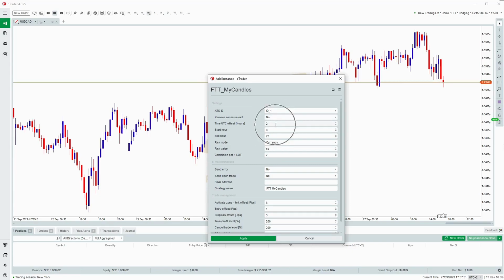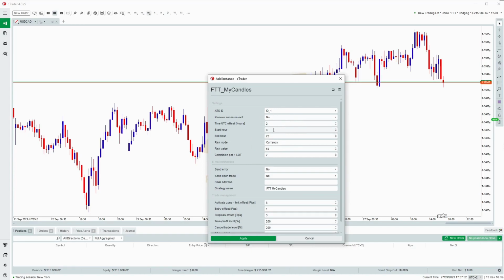Time UTC offset in hours. This is used to synchronize the strategy's internal clock with the platform server time to match your local chart time. This setting is useful for backtesting. For example, if your server time is UTC 0 and your local time on the charts is UTC +2, then you need to set the UTC offset to -2.